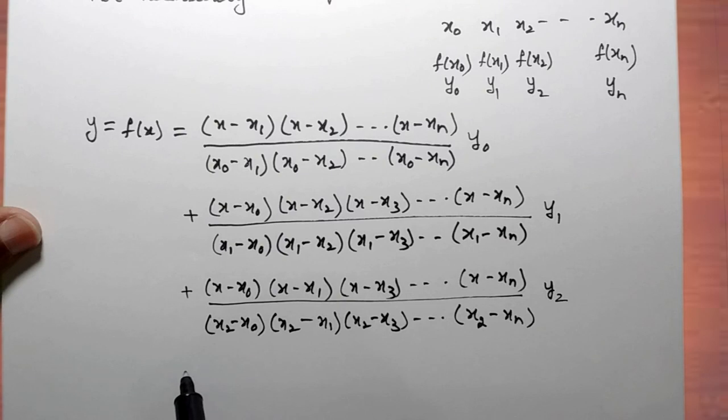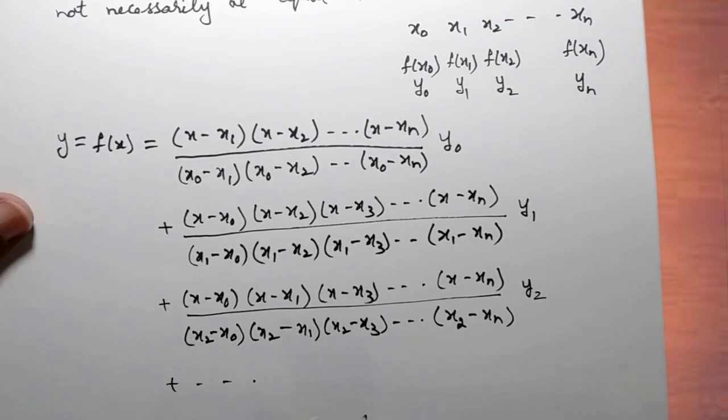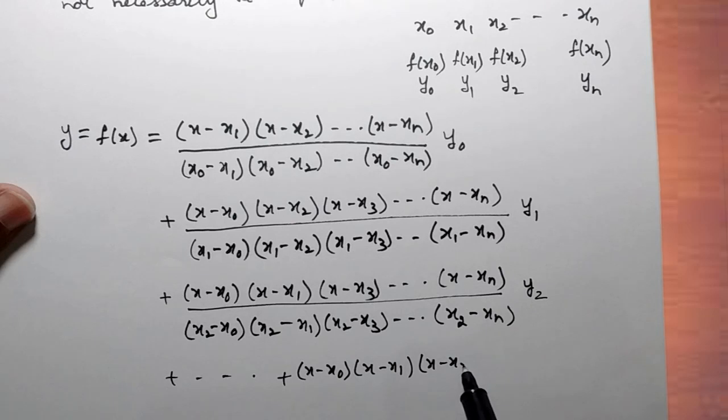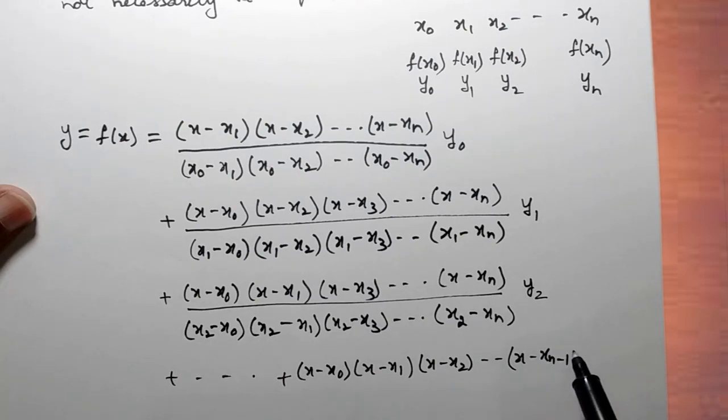In that way, you can just go on writing till you reach the last term. So let me write down the last term: x minus x0, x minus x1, x minus x2, and so on. The last term will be missing xn. So before xn, you have the term xn minus 1, whole divided by.